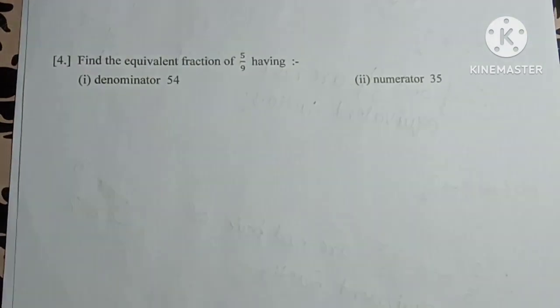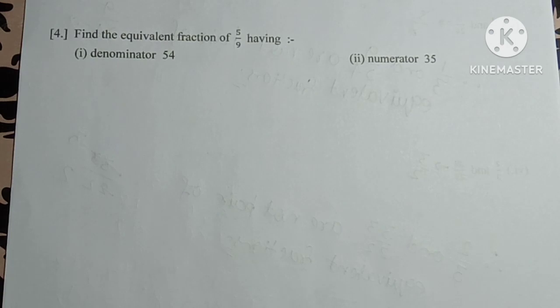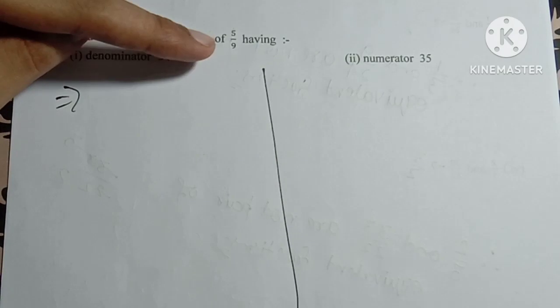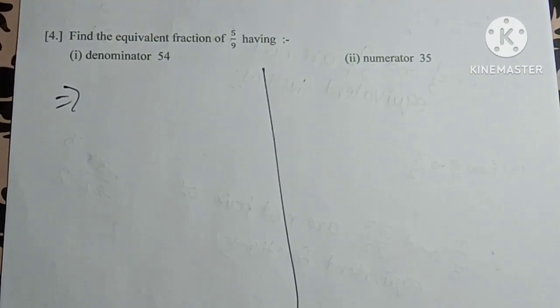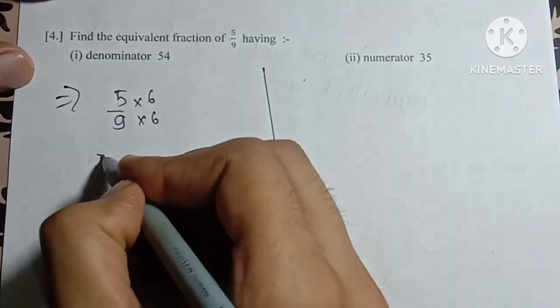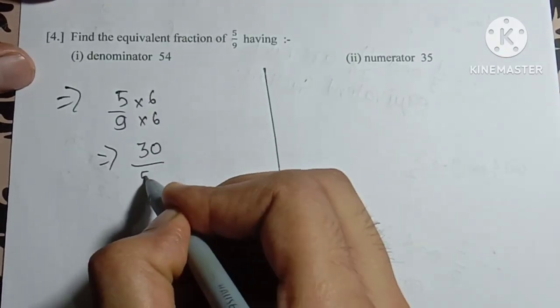Moving forward to the fourth question, it is the same question, just the data has been changed, so we will do it quickly. See here, the denominator they want is 54. The denominator of the given fraction is 9. If you scan the multiplication table of 9, 9 times 5 is 45, 9 times 6 is 54. So we will multiply both numerator and denominator of the given fraction 5 by 9 by 6. On doing so, what we are getting is 30 by 54.